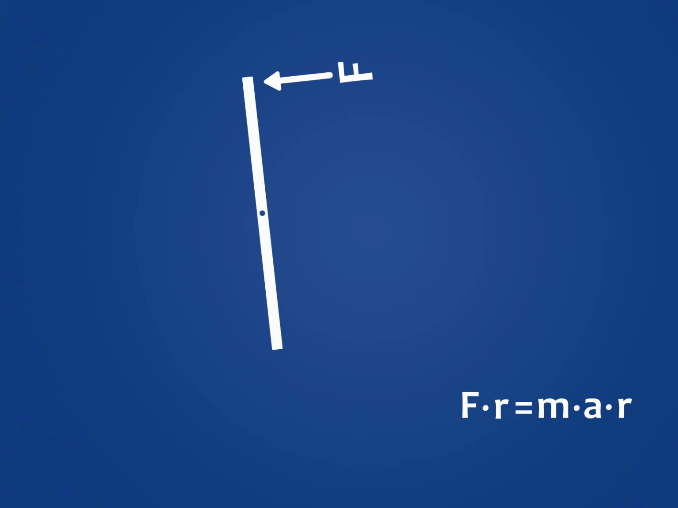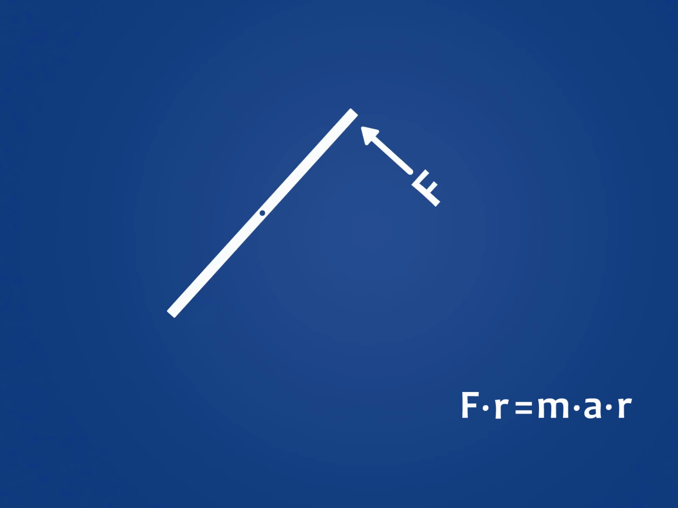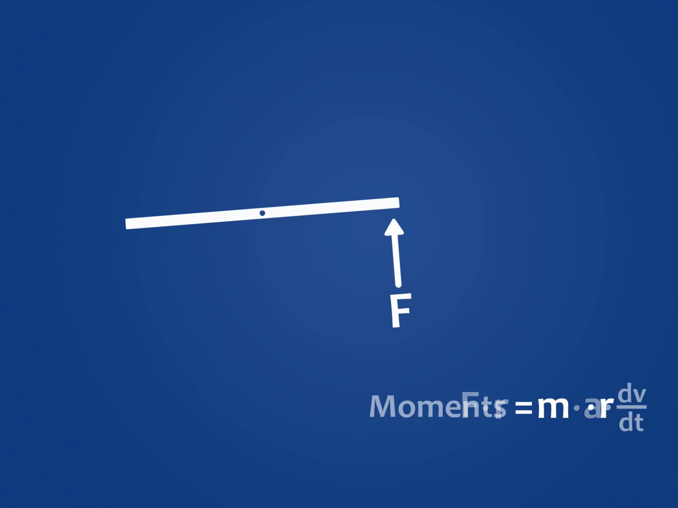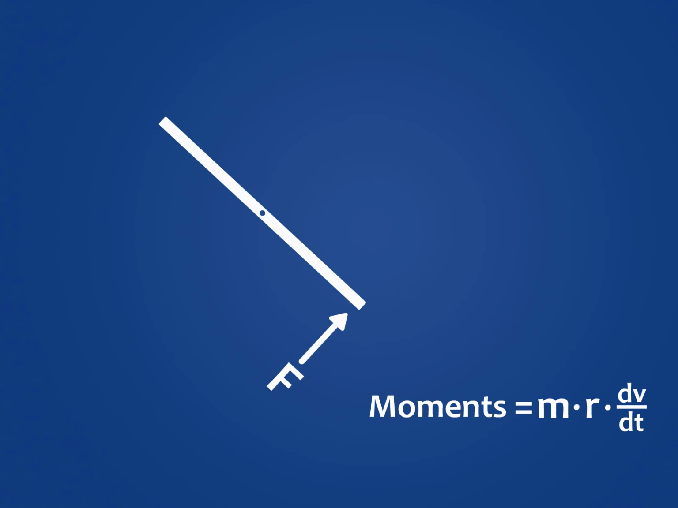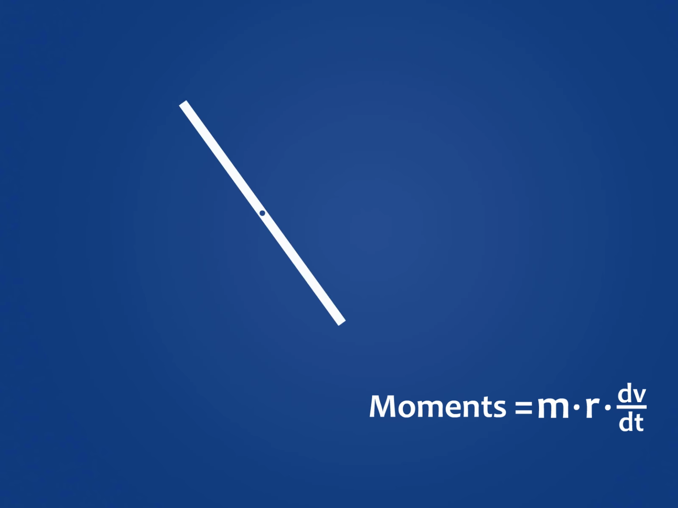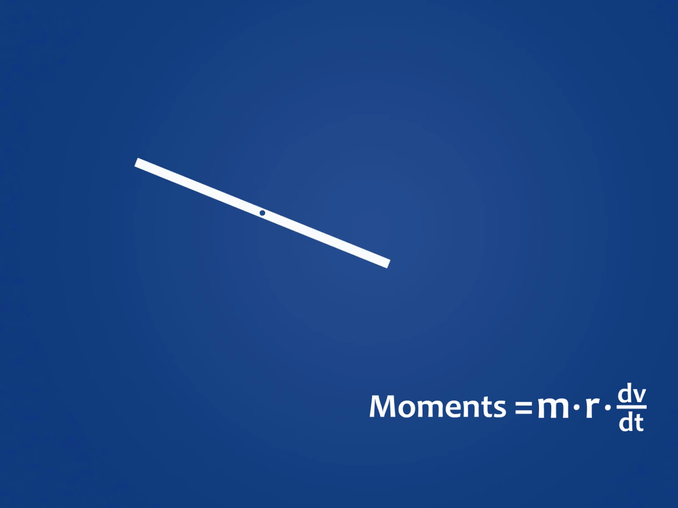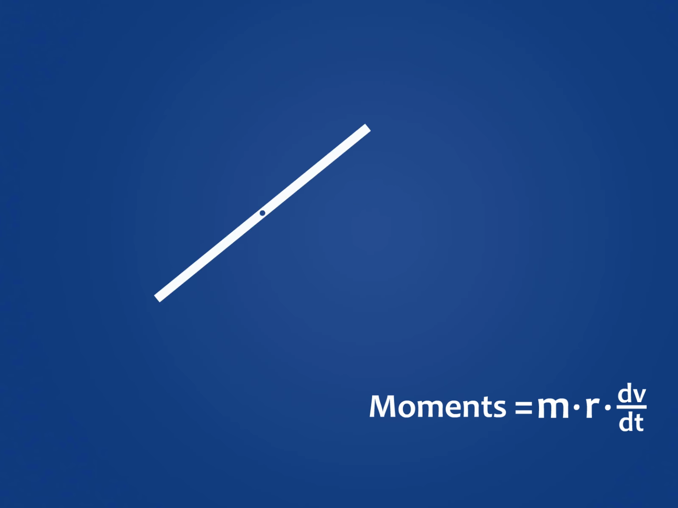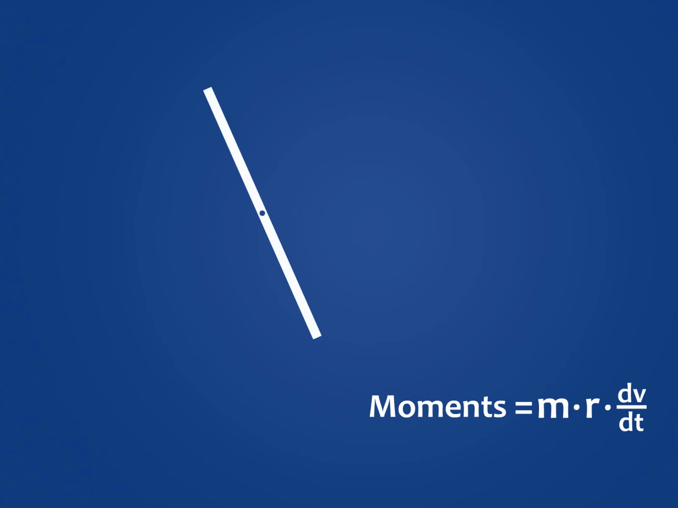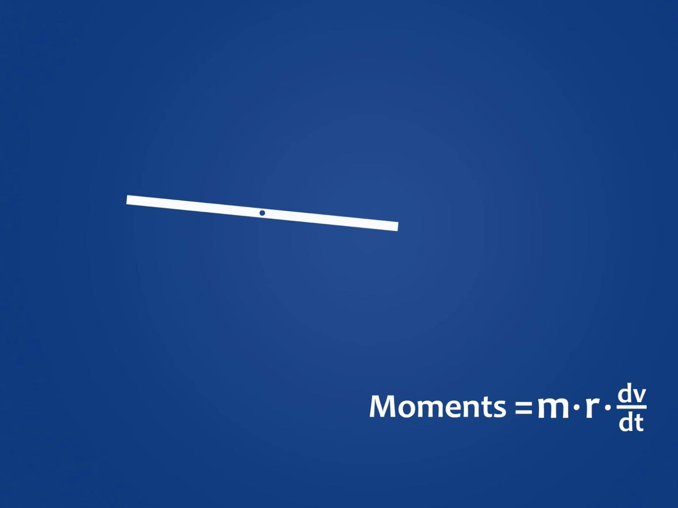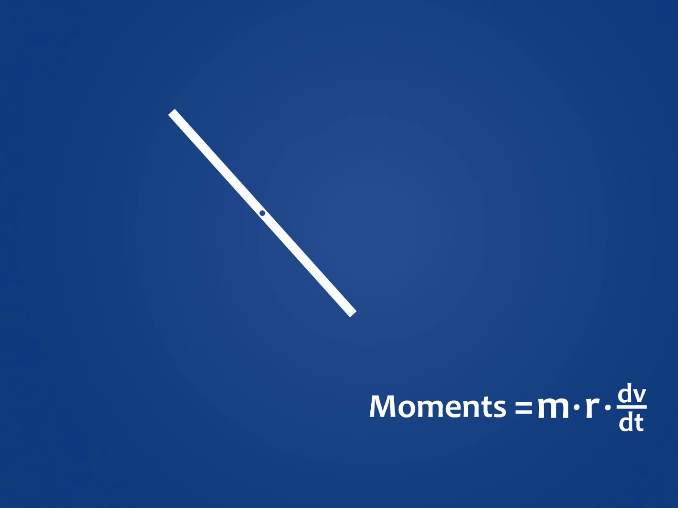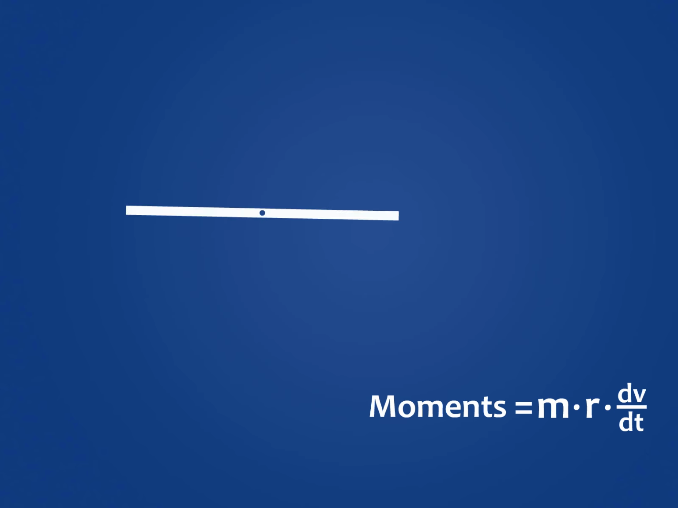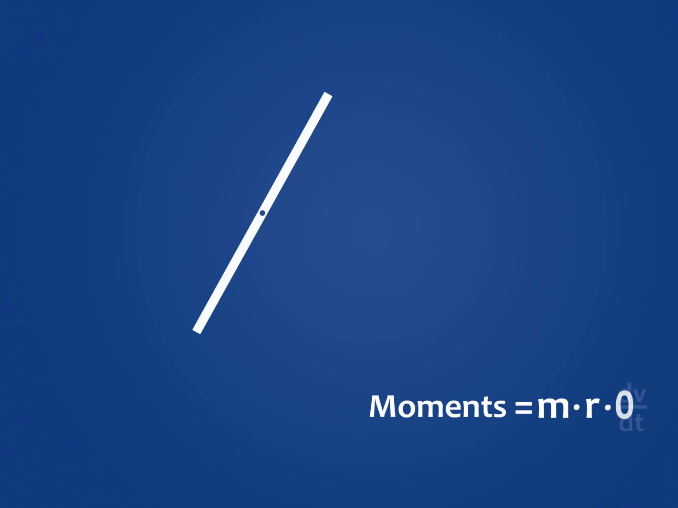If you were to express the moments in terms of velocity, it will be moments equals m times r times dv/dt. Based on Newton's first law, an object with no net force on it will remain in its state of motion. Thus, if a rod was rotating initially, it will continue to rotate at a constant velocity unless a force is applied to it. Thus, the equation m times r times dv/dt wouldn't work since dv/dt is 0.